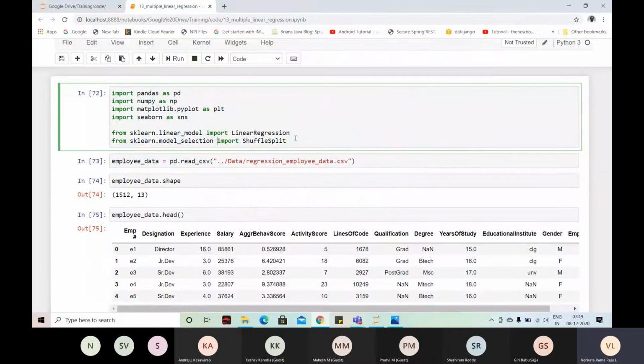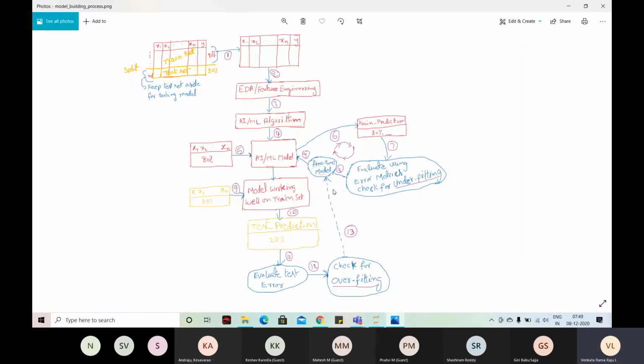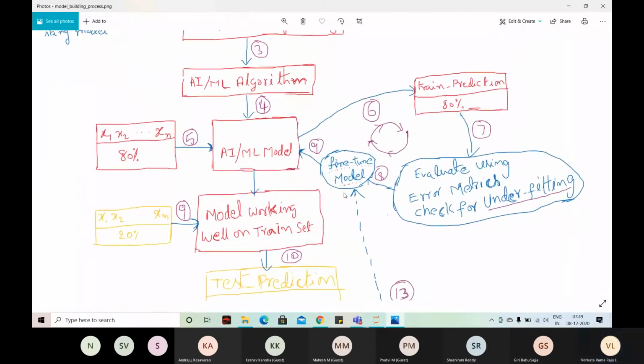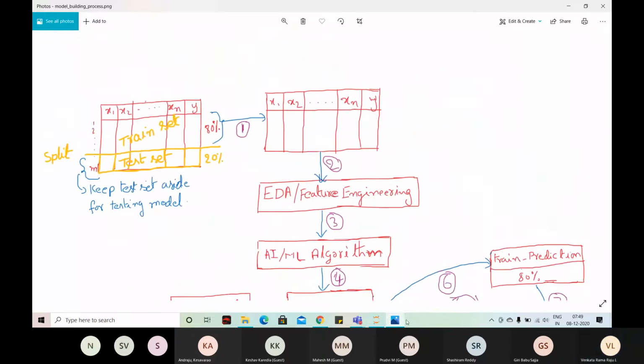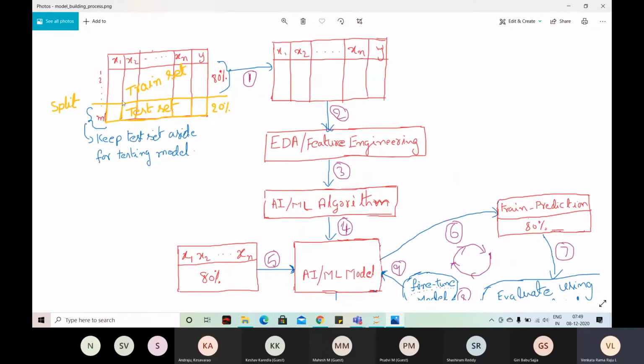So from today you need to follow this approach. Let me magnify this. Whenever you get a data set, you need to split it into two parts first: train set and test set. Generally, when the data set is small, we do 80-20, 80% train and 20% test. This test set we keep aside for testing the model.